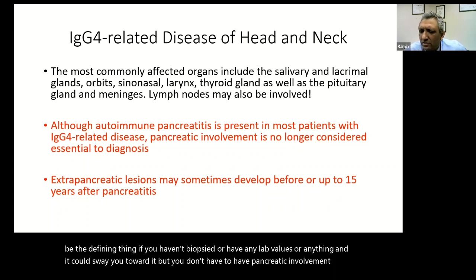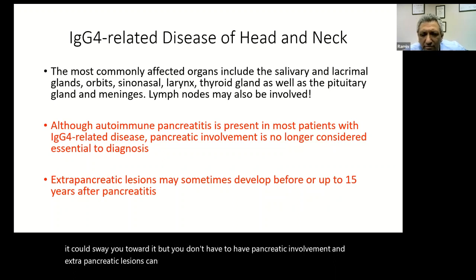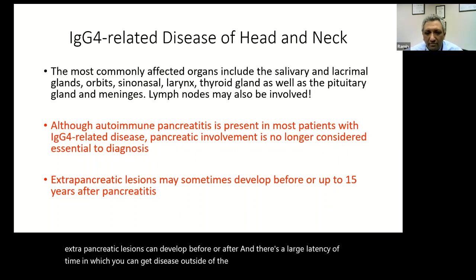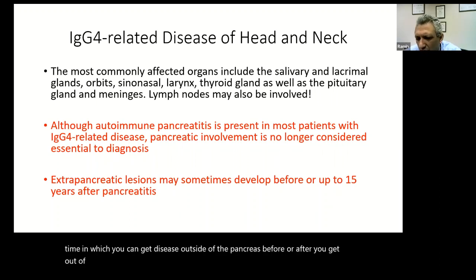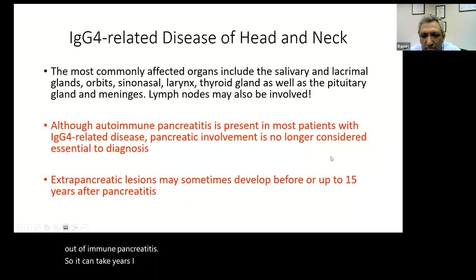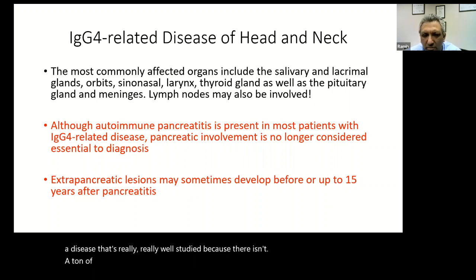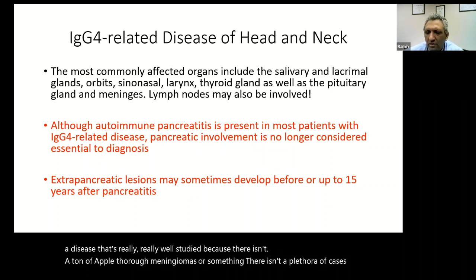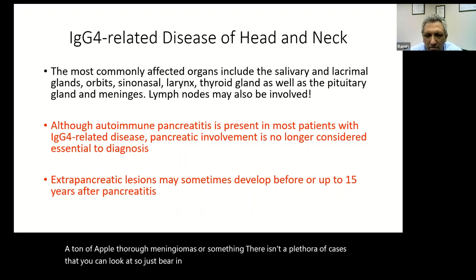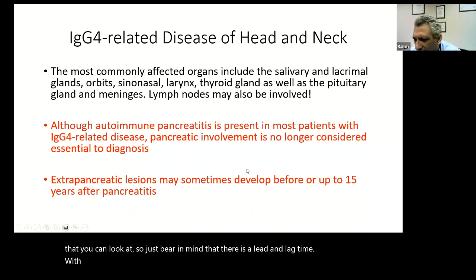And extrapancreatic lesions can develop before or after, and there's a large latency of time in which you can get disease outside of the pancreas before or after you get autoimmune pancreatitis. So it can take years. I mean, one source said 15 years. But as you know, this is not necessarily a disease that's really well studied, because there isn't a plethora of cases that you can look at. So just bear in mind that there is a lead and lag time with getting extrapancreatic disease.